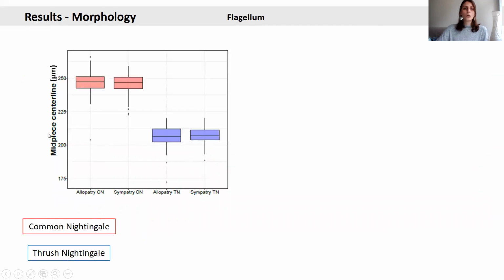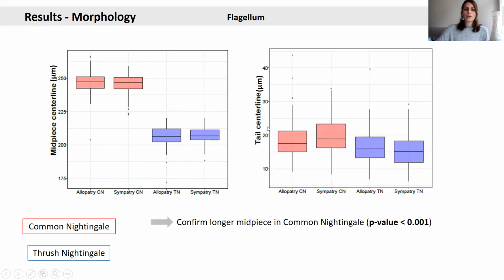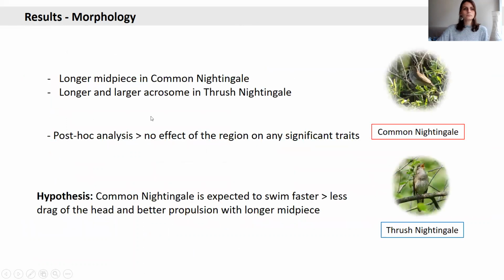For the flagellum, we confirmed that the mitochondria, the midpiece, was longer for the common nightingale compared to the thrush nightingale, and we found no differences in the tail. So to conclude on that part, we found a longer midpiece for common nightingale and a longer and larger acrosome for thrush nightingale. And also, we did not find any differences in the region for all these parameters, so we did not confirm the reinforcement signal for the head.